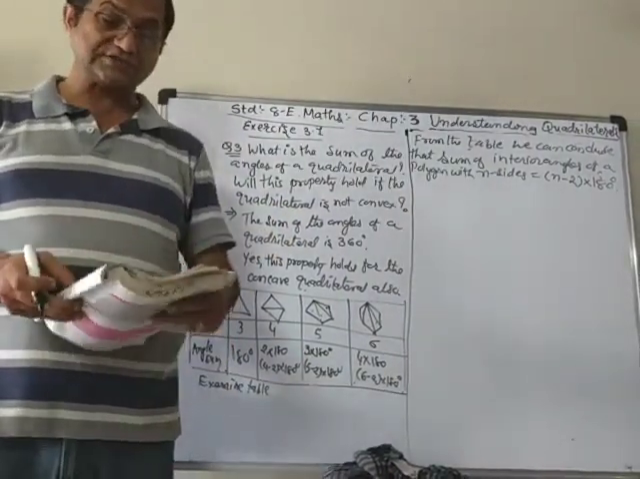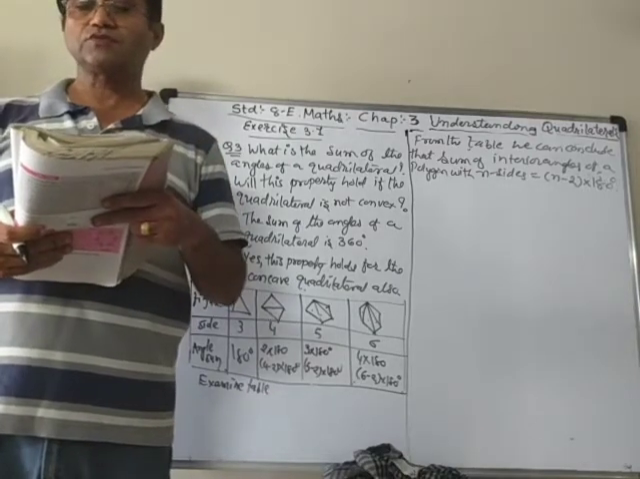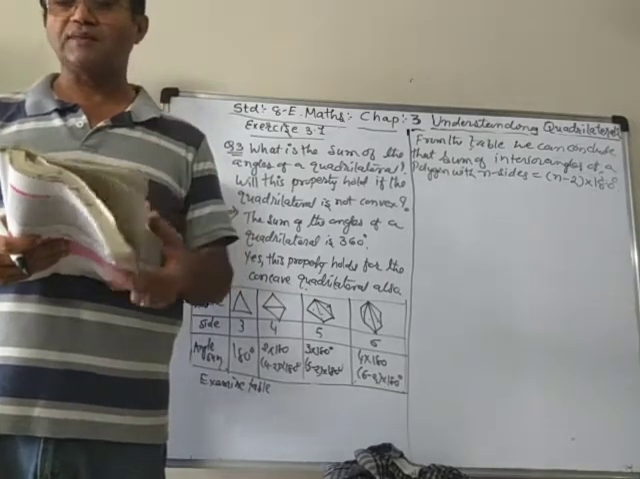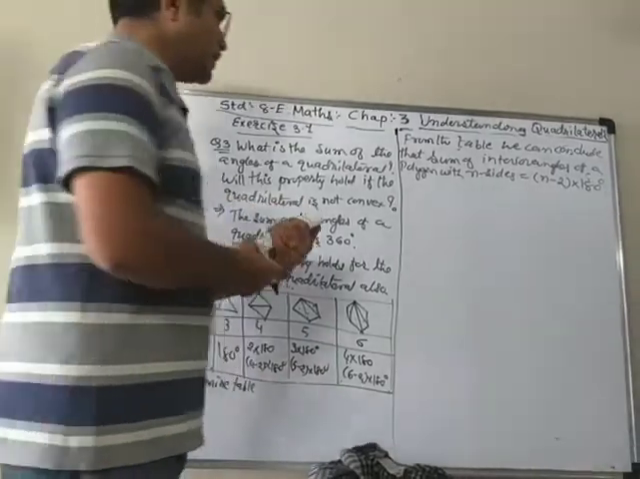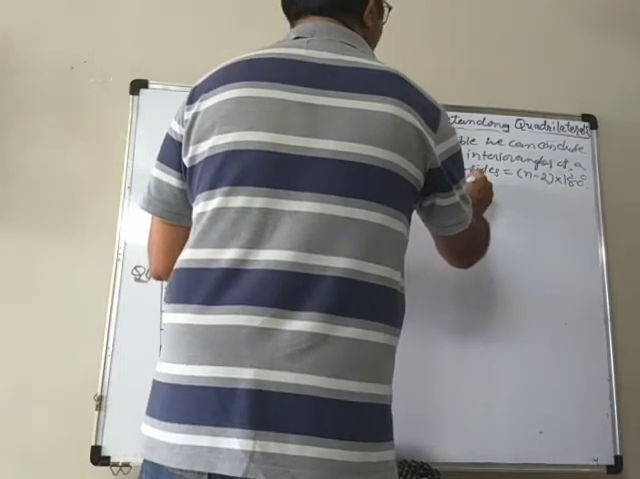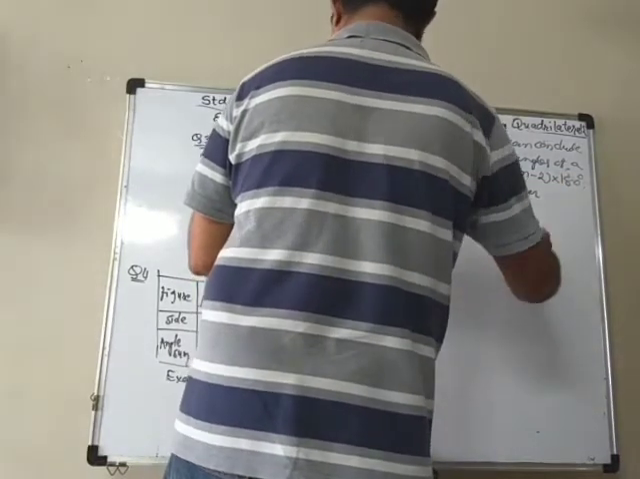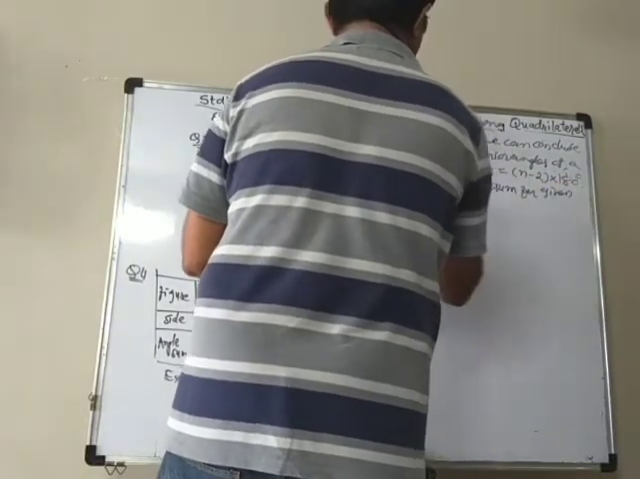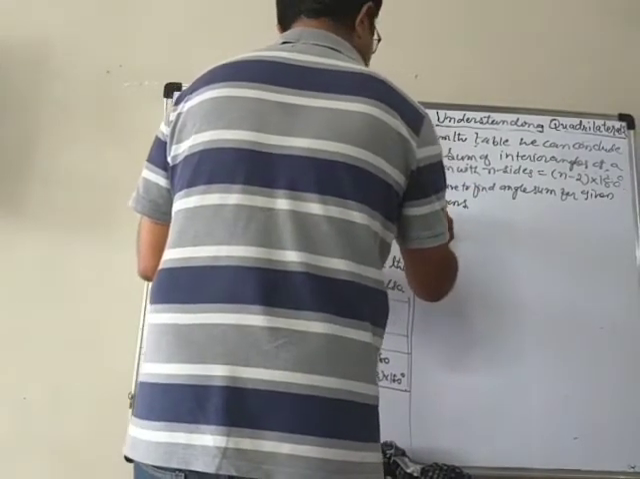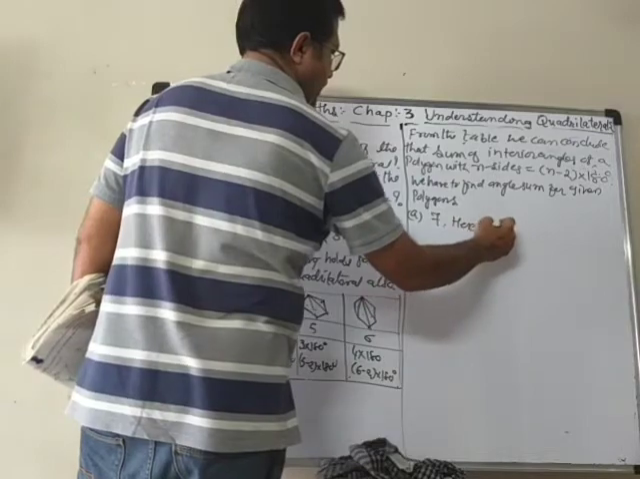Now, from this, we have to find the angle sum when the number of the sides of a polygon is given. So now we have to find the angle sum for given polygons. First one is given 7. So here n is equal to 7.